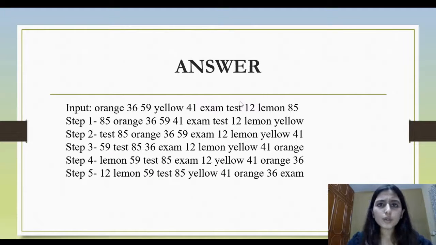The questions which follow input-output questions are very simple. They might ask you in step 4, what is the element in between exam and yellow? So you come to step 4, you see that in between exam and yellow, the number 12 is there, and the answer to this question will be 12. They might even ask you, how many steps did you take to get the output of the given input? So the answer to that is a clear 5.